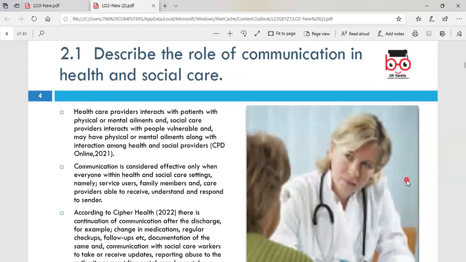And health and social care providers, they interact with patients.